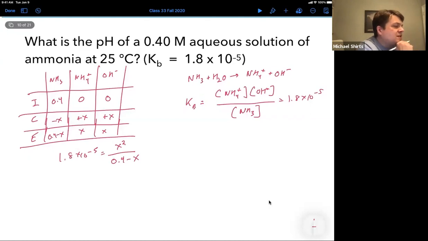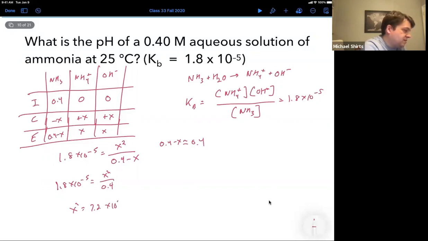And let's assume that 0.4 minus X is about equal to, not X, definitely not X, 0.4. Okay, so if we do that, we get 1.8 times 10 to the minus 5 is equal to X squared over 0.4. And so X squared is 7.2 times 10 to the minus sixth. X will be plus or minus, but really the plus is the physical one, 0.00268. And this is very clearly much less than 0.4. It's about 0.5% of 0.4. So it's a good approximation.